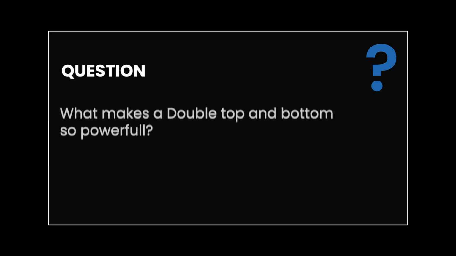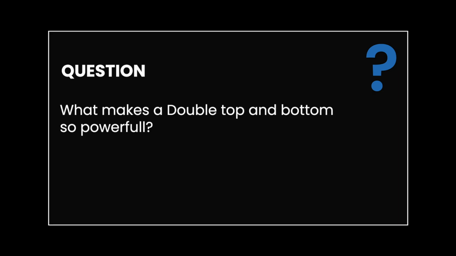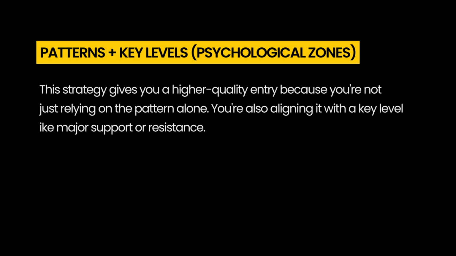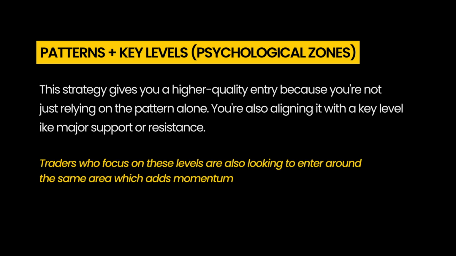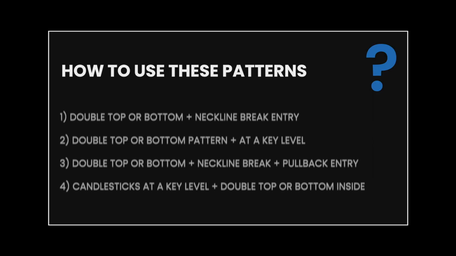So, what makes a double top or bottom at a key level so powerful? It increases trade quality because multiple traders are watching that level. Pattern traders and support resistance traders both enter, creating strong momentum. Now, let's explore the third approach.